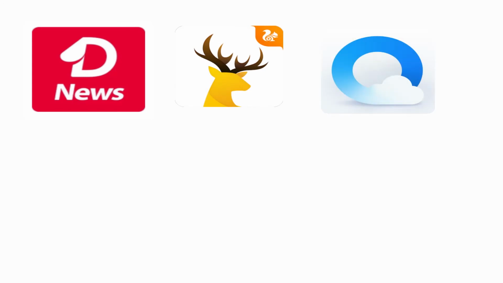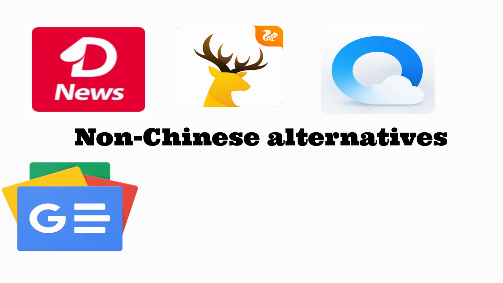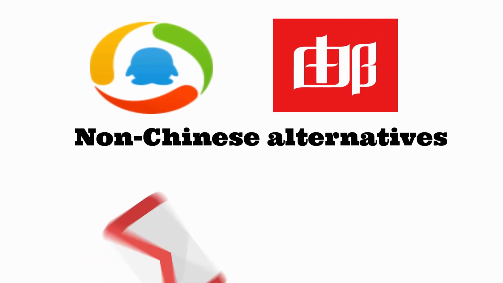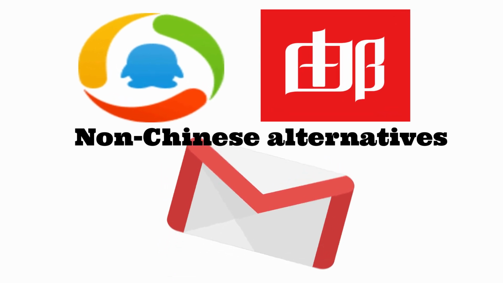Next, Newsdog, UC Browser, QQ, Newsfeed. The best alternatives for these apps can be Google News, Newspoint and Dailyhunt. The next one is QQ Mail and Mailmaster. The best alternative for these apps is Gmail. Gmail is an email service app developed by Google.